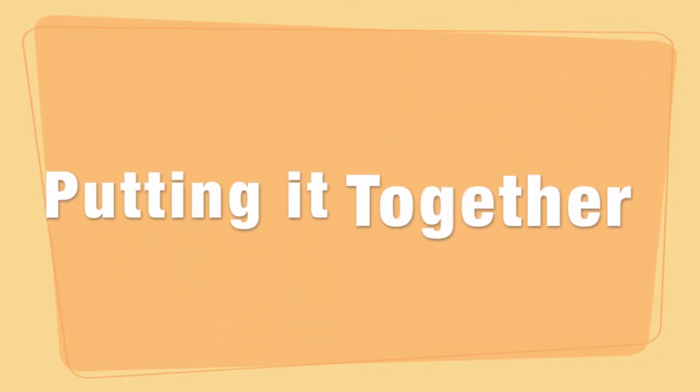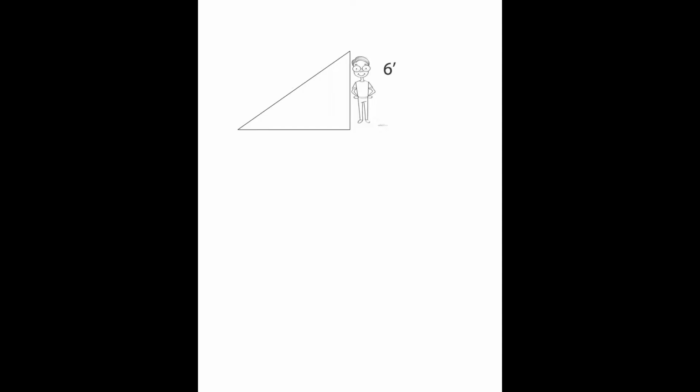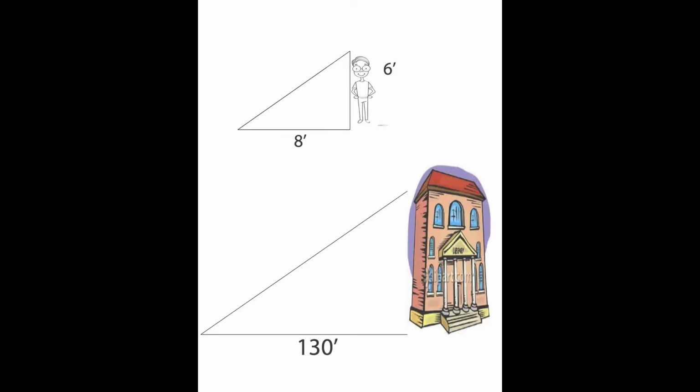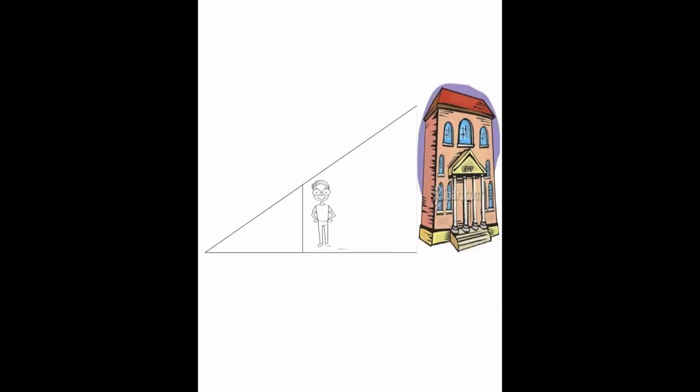So let's put this all together. We start with a triangle with my height, 6 feet. And then we found out that my shadow is 8 feet long. Next, we measure the shadow of the building, which was 130 feet. Now, if we put those two triangles together, we now have something that looks like this.